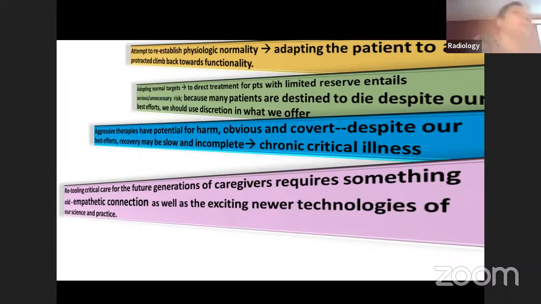Somehow you slowly want to bring the patient back to a stage where he or she can sustain and lead a meaningful life. What will adopting normal targets do, especially when you direct treatment for patients with limited reserve? You will put patients at unnecessary risk, and patients will die irrespective of what you do. So the amount of intensity of therapy that you want to apply in a particular case has to be thought about again and again and again.